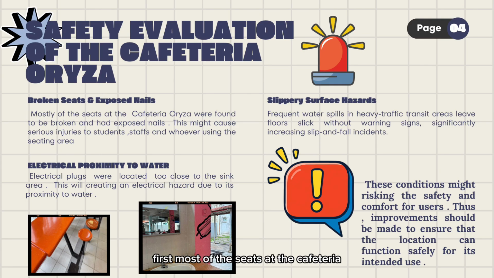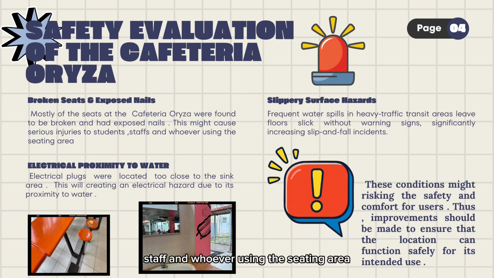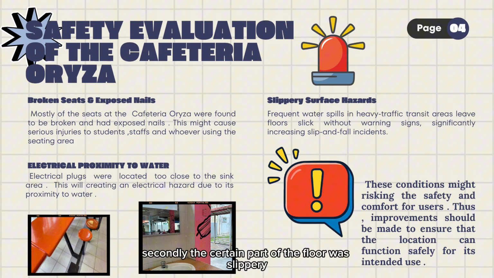First, most of the seats at the cafeteria were found to be broken and had exposed nails. This might cause serious injuries to students, staff, and whoever uses the seating area. Secondly, certain parts of the floor were slippery. This will increase the risk of slip and fall hazards among students.